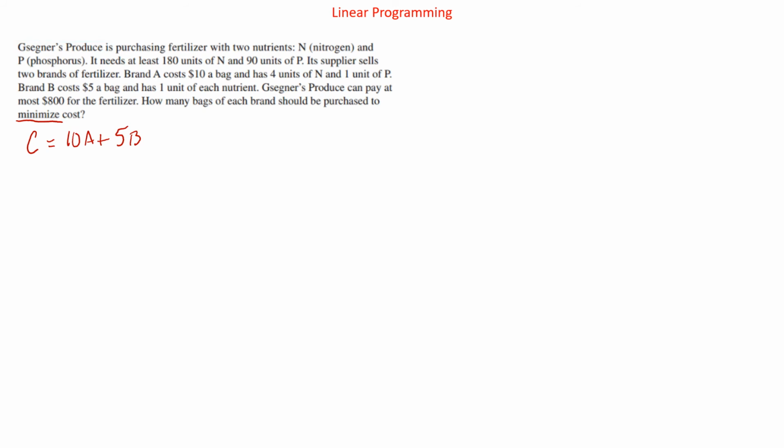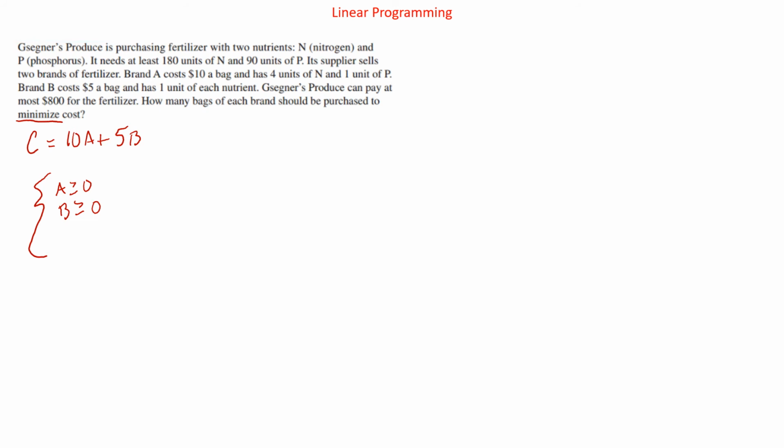Now we need our feasible region. Our variables are brand A and brand B. There are a couple of inequalities that are generally forgotten. We have to have a positive number of bags. And then we need at least 180 units of nitrogen and 90 units of phosphorus.